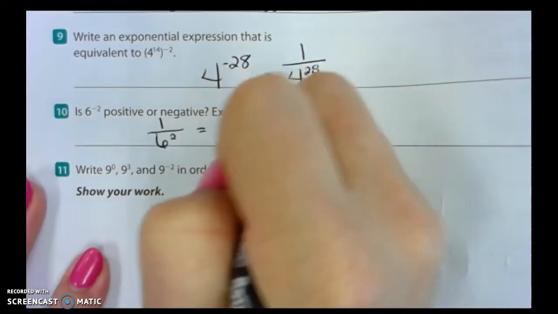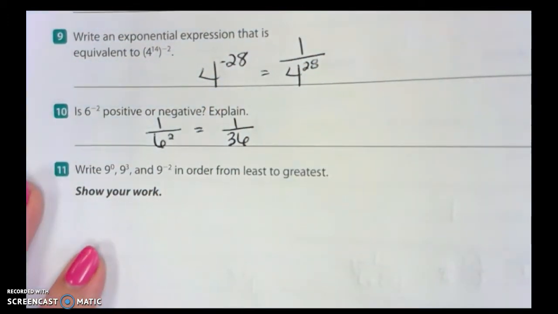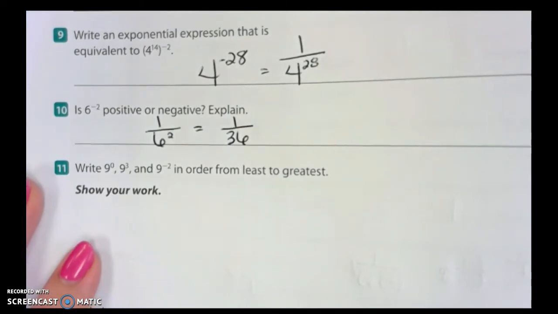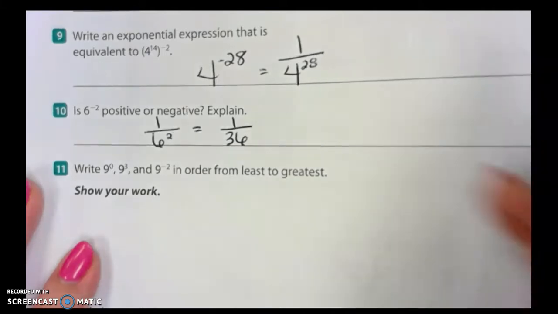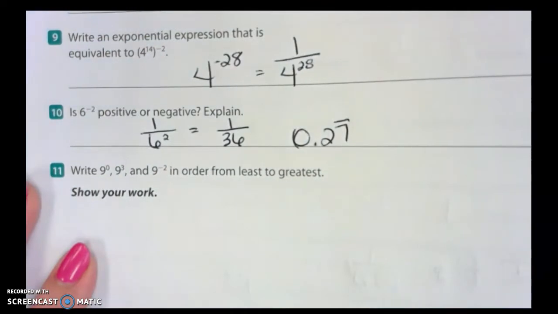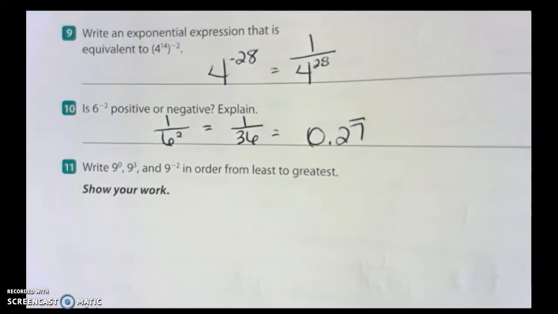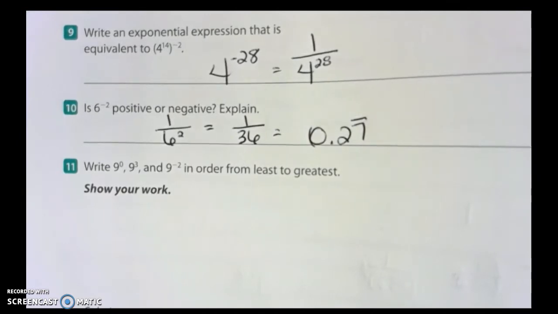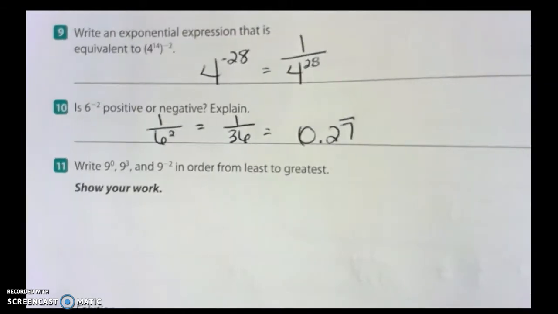6 times 6 makes 36. Now, that is a positive 1/36. It comes out to a decimal, 0.027 repeating. Now, is that positive or negative? That is positive. Keep in mind, a negative exponent does not mean that the answer is negative. It just means that it is less than 1.